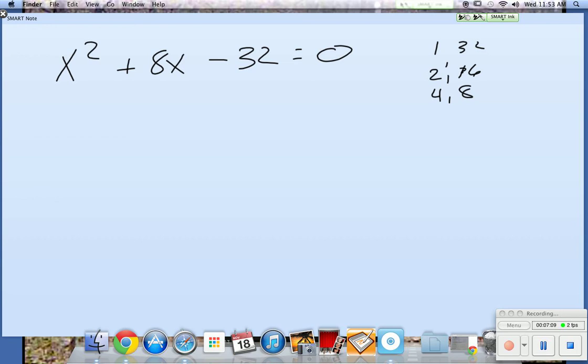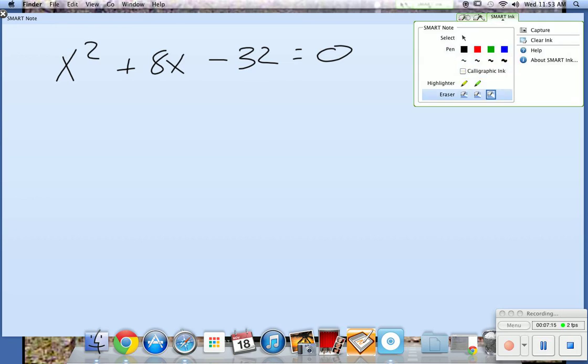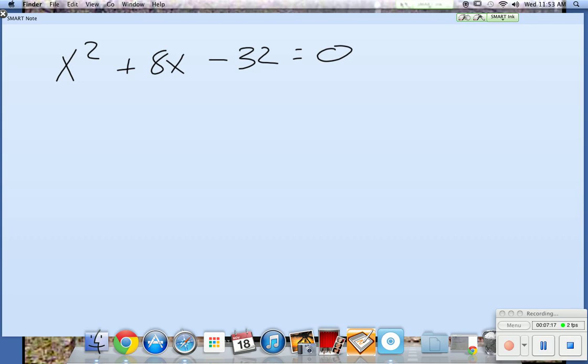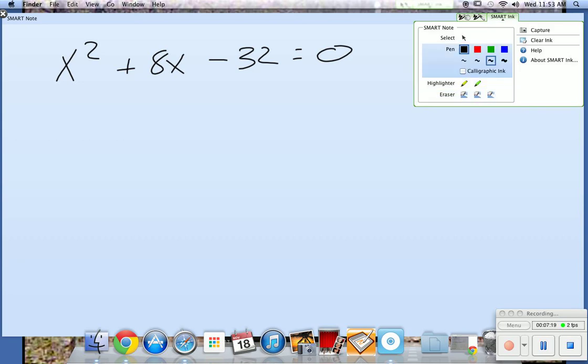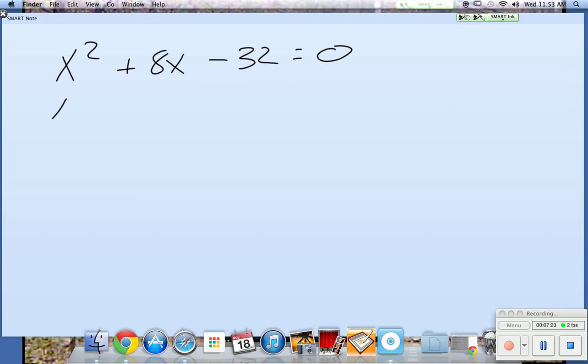We can't come up with a difference of 8 though. So there really isn't a clean way to factor this, is there? So let's do it this way. Let's complete the square. What I'm going to do in this case is bring my 32 to the other side. X squared plus 8x equals, I'm going to add 32 to both sides, 32.